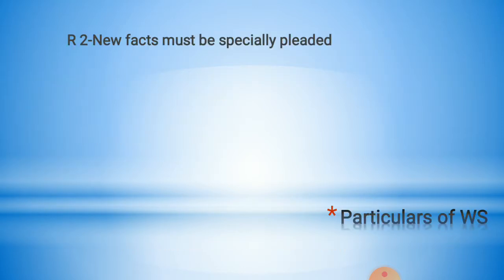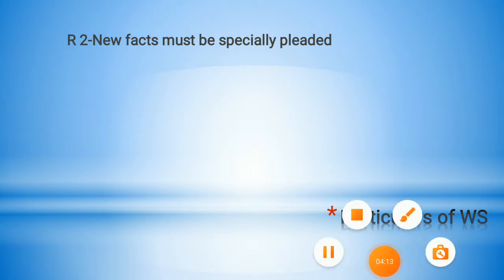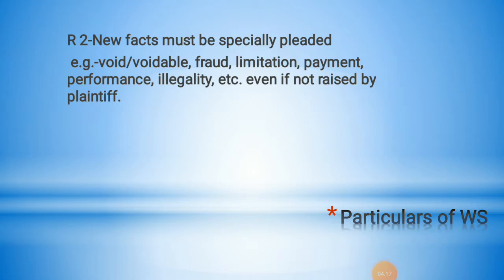Now let us see other particulars. Rule 2 says that new facts must be specifically pleaded. For example, if according to the defendant, the transaction is either void or voidable in law, the defendant shall mention it in his written statement. Similarly, there may be facts which are not present in the plaint, such as fraud or limitation or payment or performance or illegality. Such facts must be mentioned in the written statement. The objective is that the plaintiff shall not be taken by surprise at the trial. Whatever the defenses or legal objections of the defendant are, they must be clearly mentioned in the written statement.